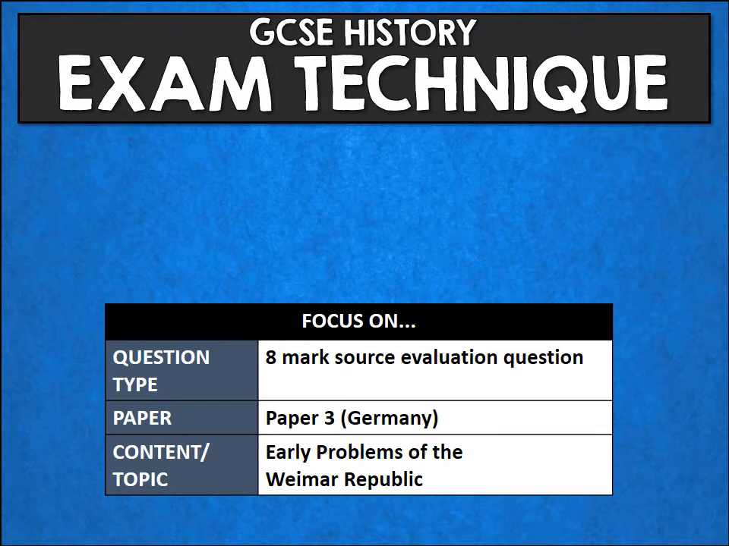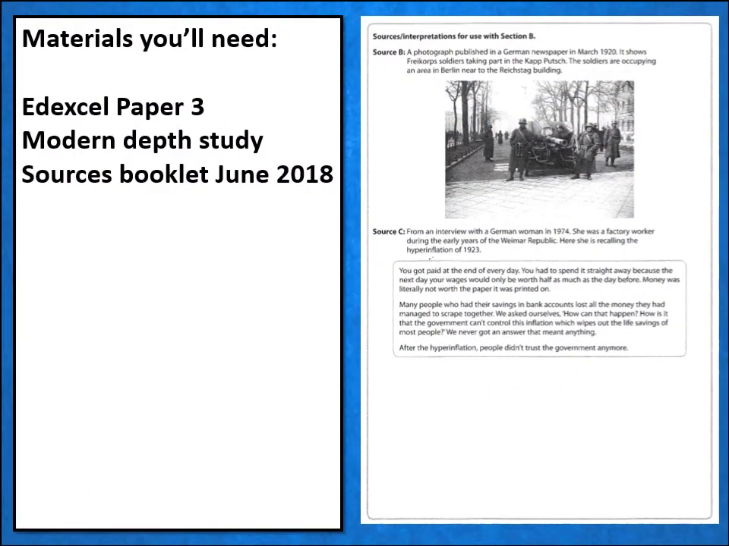This presentation is going to focus on an 8-mark source evaluation question from paper 3, Germany paper, and we're going to be looking at early problems of the Weimar Republic. The presentation is going to relate to a question from the June 2018 exam. In order to do this, you're going to need the sources from that examination. If you don't have a copy of those sources, if you talk to your history teacher, they'll be able to get them for you.